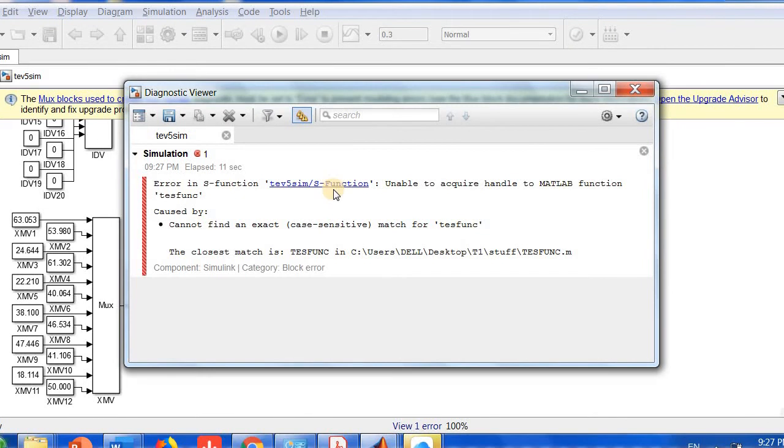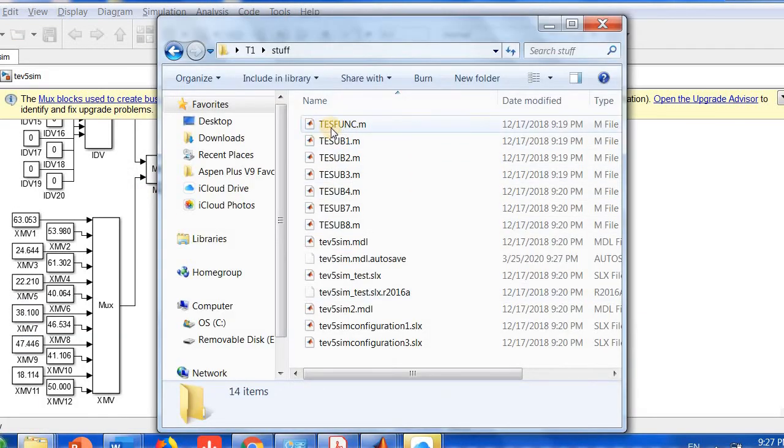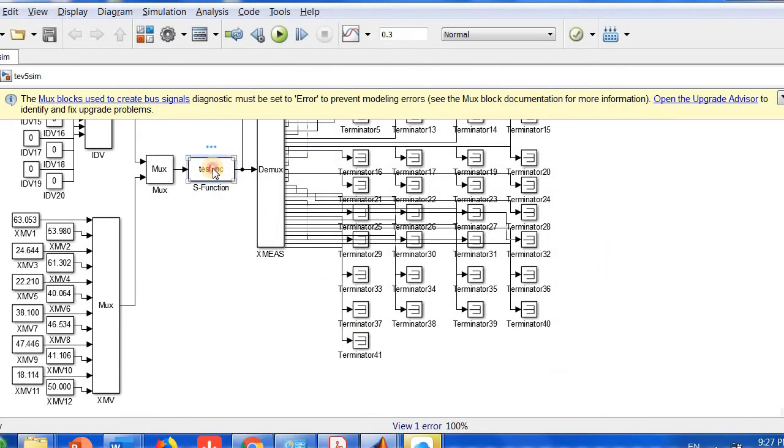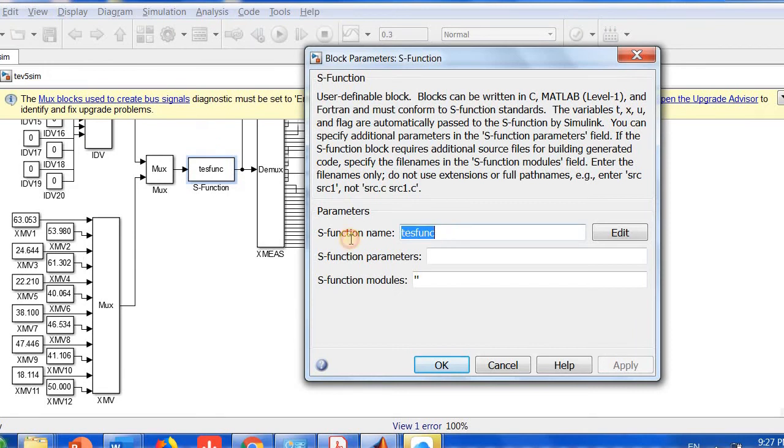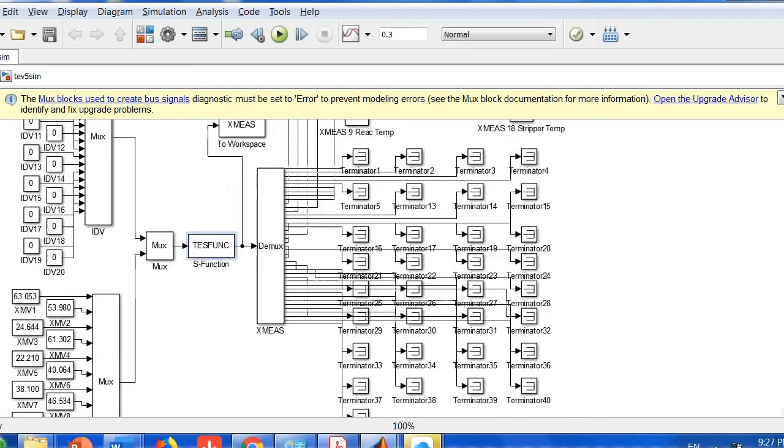Oh my god, I have an error. And what does it say? Cannot find an exact case sensitive match for TES function. What does that mean? It means that if you go to the file here, it is all caps, right? It's caps, TES function.m. So which means that if I just change this to caps and apply this, you're going to see that it's working. And let me run it again and see that if it's working or not. Oh, beautiful, it's working. Okay, so now it's working and we are very happy.